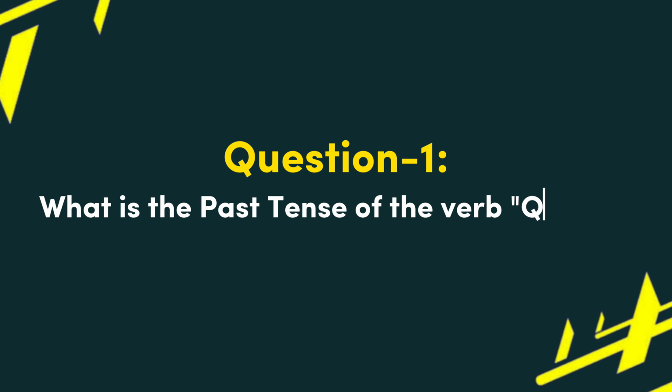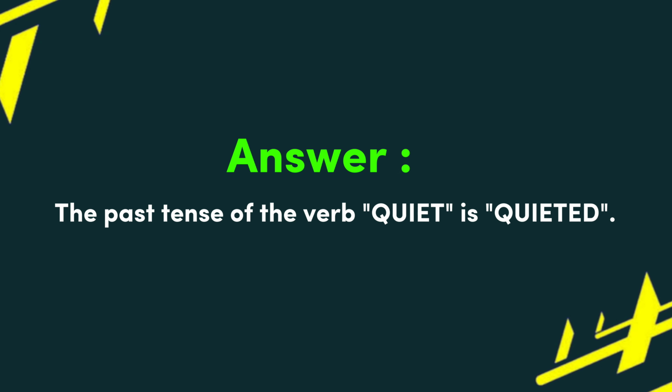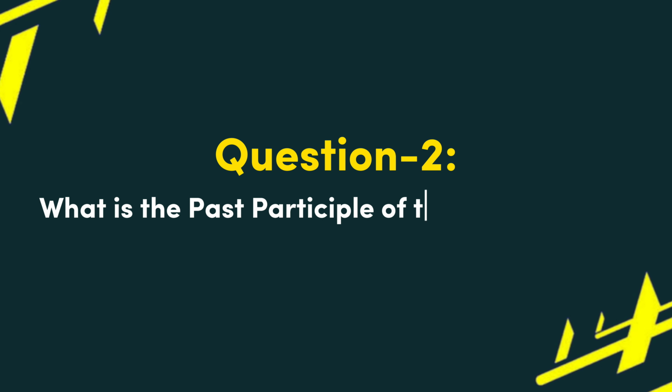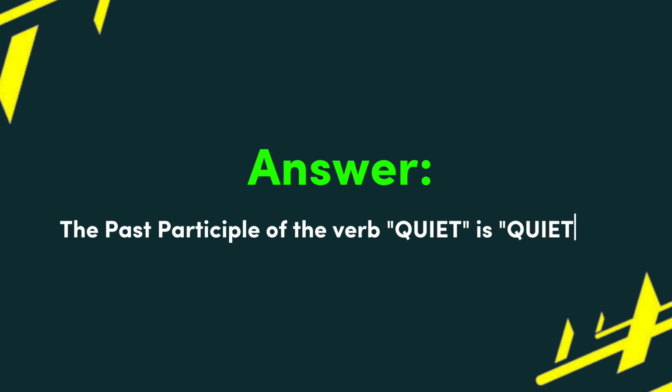Question 1. What is the past tense of the verb quiet? Answer. The past tense of the verb quiet is quieted. Question 2. What is the past participle of the verb quiet? Answer. The past participle of the verb quiet is quieted.